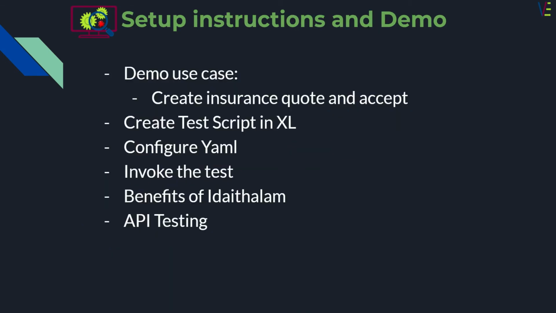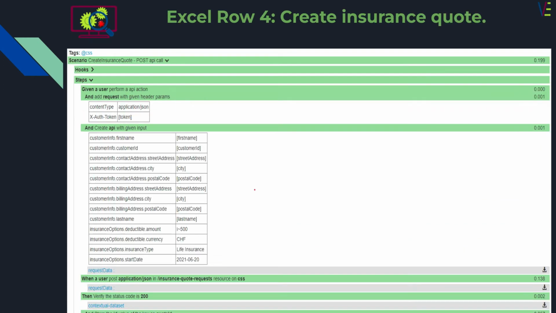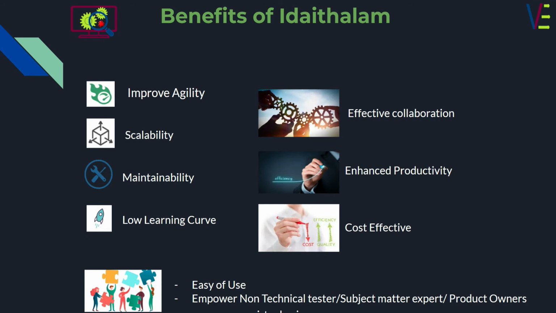So this is for some demo. Later I will show one test script, how we can run that test script and how we will create it. Okay, so this is the simple Excel where you can write your test scripts. This is our workflow testing. We will see this in upcoming videos. And this is the feature file. This is the report which is generated by this framework. And then we can see the benefits.